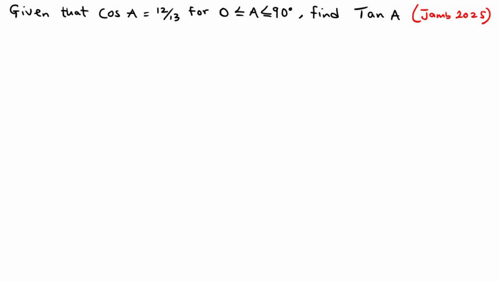Today we are going to be solving this JAMB past question. Given that cos A is equal to 12 divided by 13 for 0 less than or equal to A less than or equal to 90 degrees, find tan A.